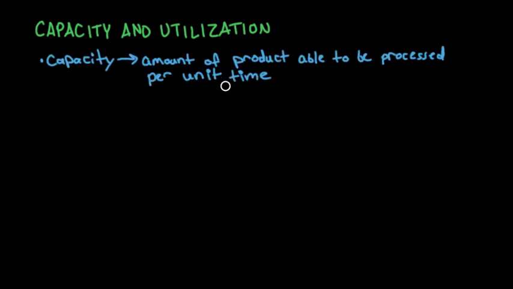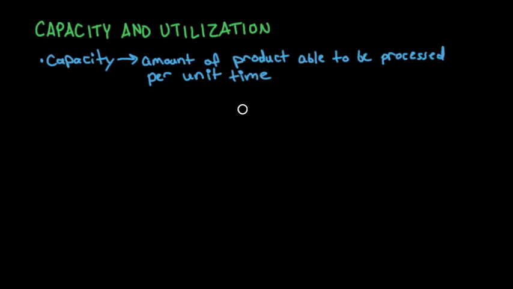Today's topic is capacity and utilization. So sometimes we do a lot of math and physics on this channel, but right now we're going to cut straight through to the heart of industrial engineering with capacity and utilization. You probably have an idea of what these mean, but I'm going to give you a definition of capacity here. Capacity is the amount of product able to be processed per unit time.